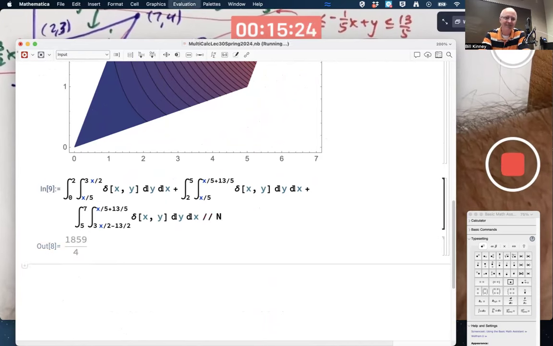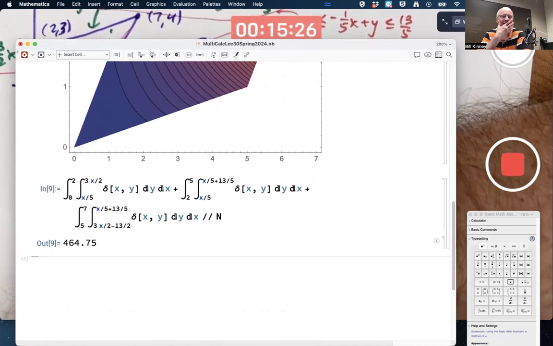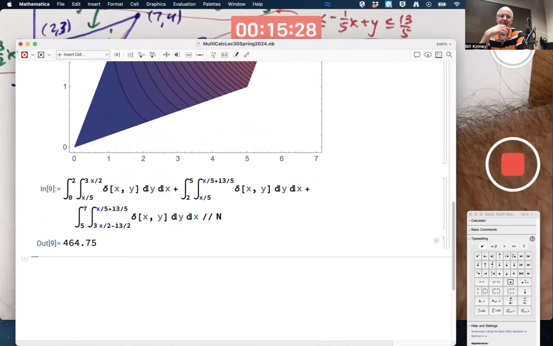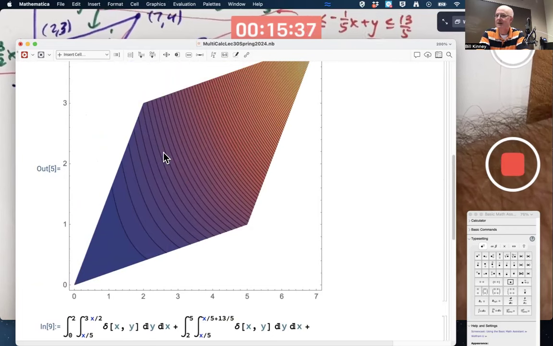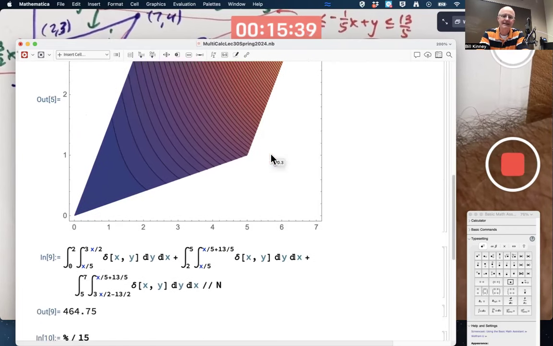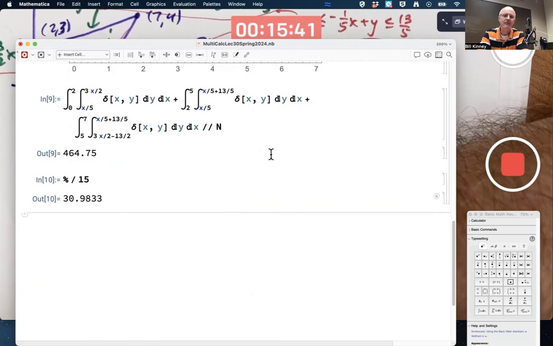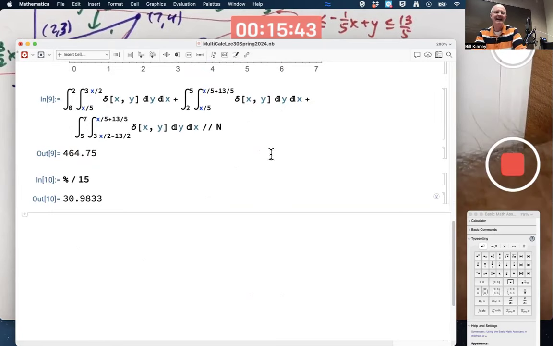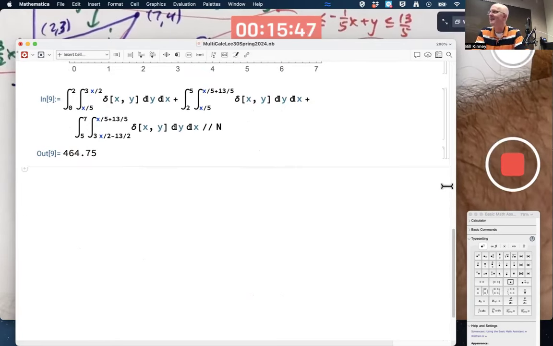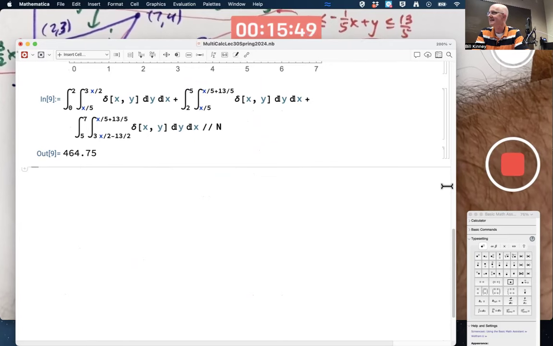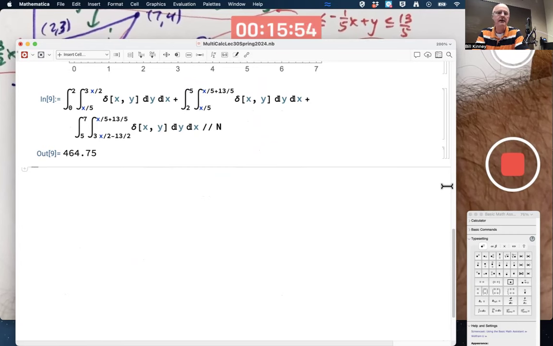Oh, I was way off. Okay. The average value is less than 75 is what that means. In fact, the average value is approximately that much divided by 15 or so, closer to 30. Yeah, the dark is really overcoming the light. Don't take that as a spiritual metaphor. So 464.75 seems to be the mass. If the units of the density are grams per square centimeter, this would be in grams.